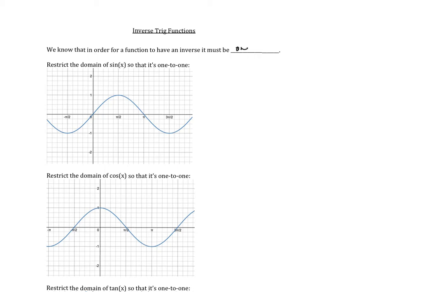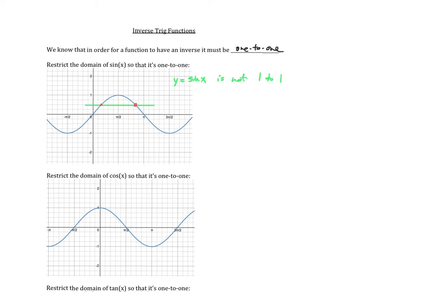be 1-to-1. We know that, right? Let's take a look at our sine graph right here. So this graph is y is equal to sine of x. And when we look at the graph of this, if I were to draw a horizontal line, we can see that this horizontal line is actually going to intersect our graph twice. So what do we know? We know that sine of x, this is not 1-to-1.